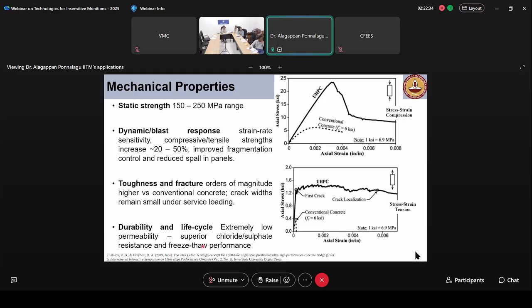And the durability and life cycle. So for example, in inaccessible areas where you want to store ammunition, where freeze and thaw cycles alternate, this ultra high performance concrete gives a better performance compared to conventional concrete.